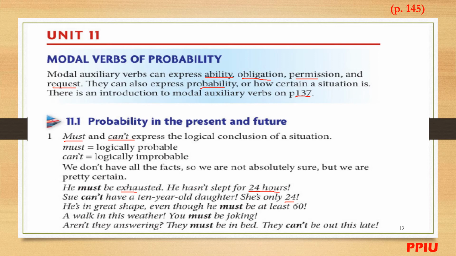He's in great shape, even though he must be at least 60. He's in great shape, even though he must be at least 60. All right? So we just see his shape and suppose that he is at least 60 years old, right? A walk in this weather, you must be joking.